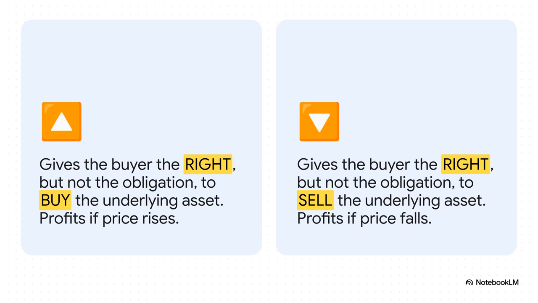Next up, options. And this is where we get to that brilliant idea of having the right, but not the obligation. A call option gives you the right to buy an asset at a set price. So you'd want to call if you think the price is going up. A put option gives you the right to sell an asset at a set price. You'd want to put if you think the price is going down. That word right is everything. You don't have to follow through.